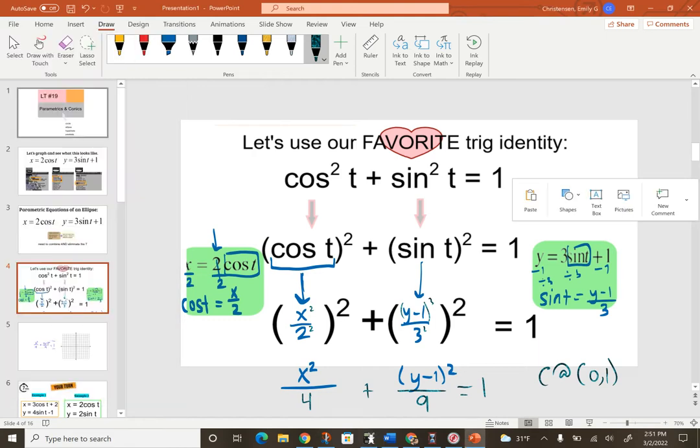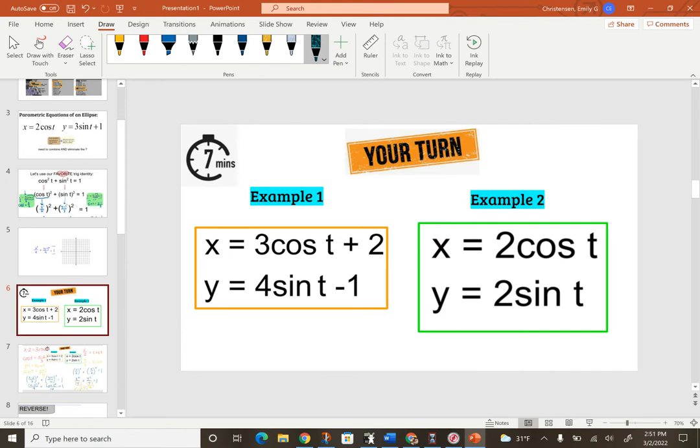in order to get t eliminated. So if you would like to try 2 more of those, feel free to pause the video, and the answers will be posted in about 5 seconds.